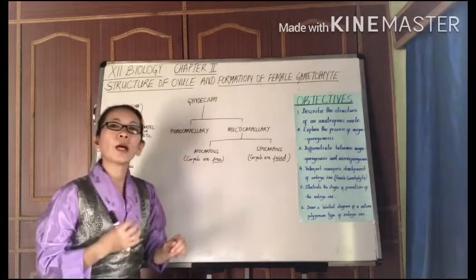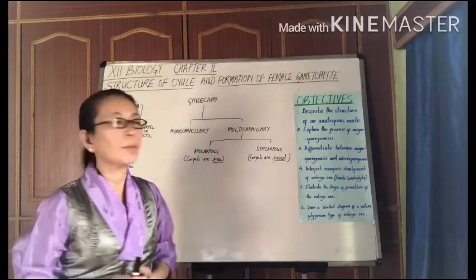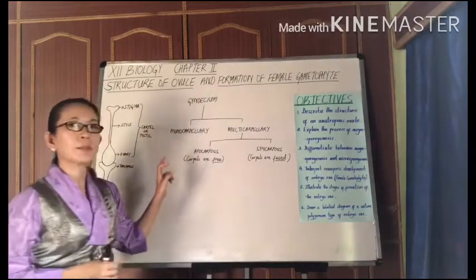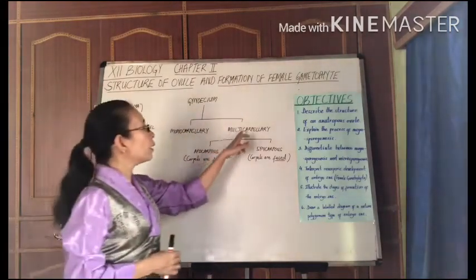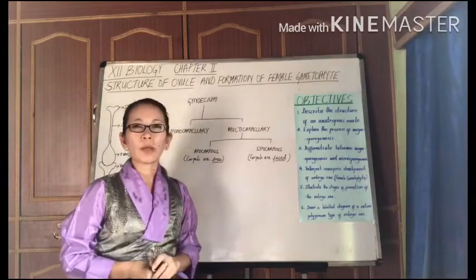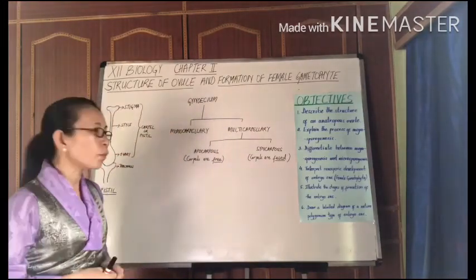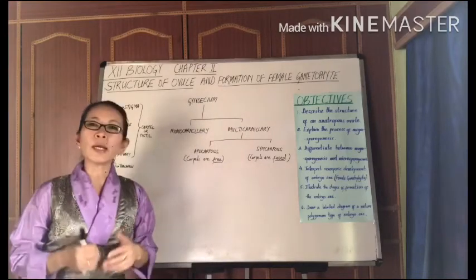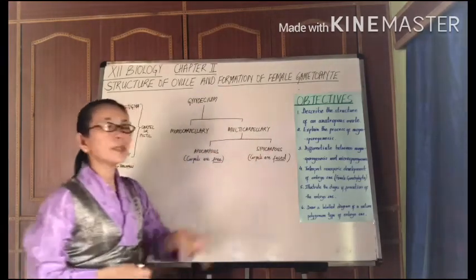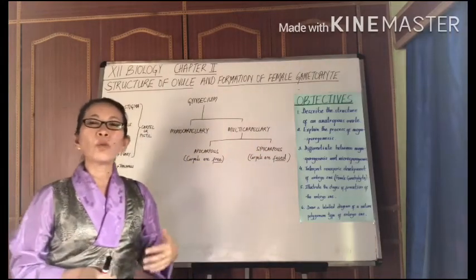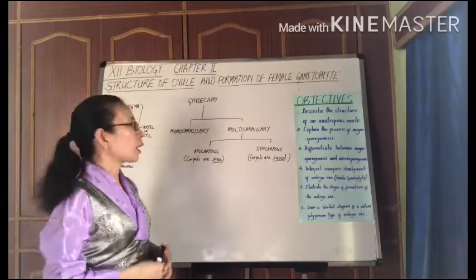And depending on the number of carpels in a gynoecium, it can be further grouped into 2 types. It can be a monocarpellary gynoecium, or it can be a multicarpellary gynoecium. A monocarpellary gynoecium contains only a single carpel, whereas a multicarpellary gynoecium contains 2 or more carpels.